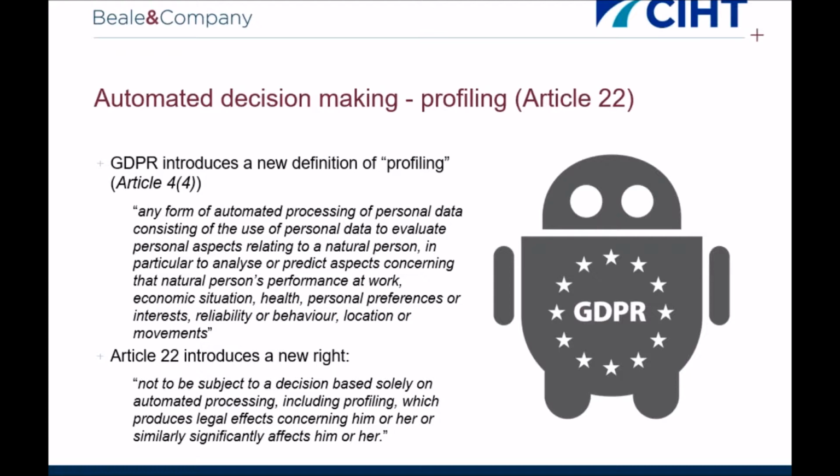The restriction can be lifted in certain circumstances. You can only carry out solely automated decision making if the decision is necessary for entering into or performance of a contract between an organization and the individual, authorized by law, for example, for the purposes of fraud or tax evasion, or based on the individual's explicit consent. So going back to the consent we were talking about before.